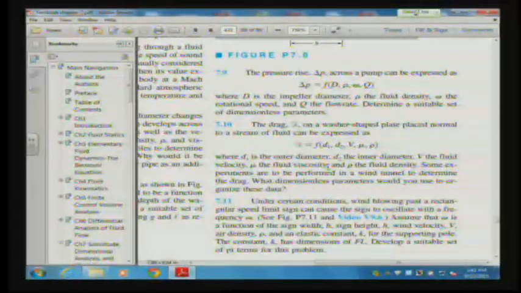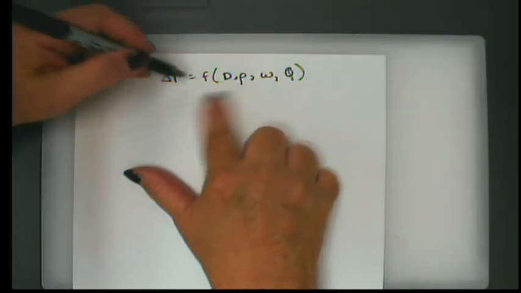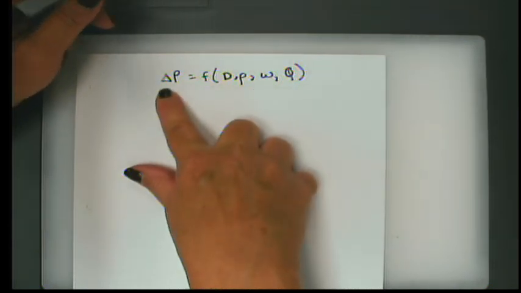It states the pressure rise, delta P, across a pump can be expressed as being a function of the impeller diameter, the density of the fluid, the rotational speed, and the flow rate. And it says define a suitable set of dimensionless parameters. So this is asking us to use the Buckingham pi theorem to find pi groups that will be dimensionless to give us delta P as a function of some of these variables.